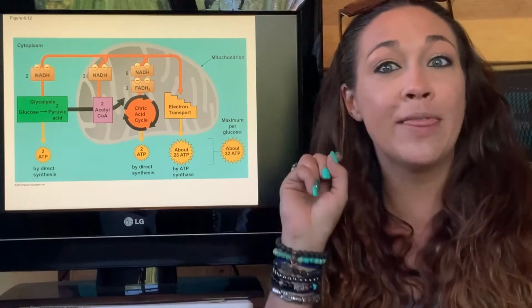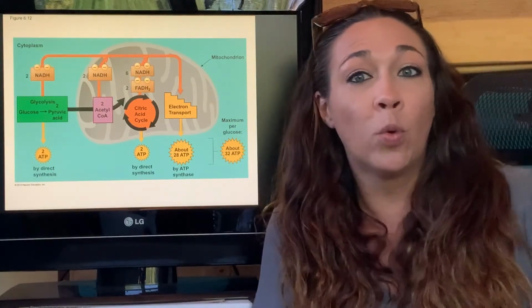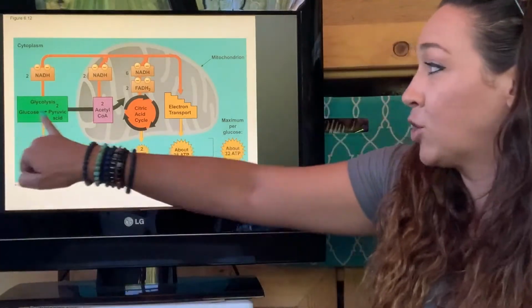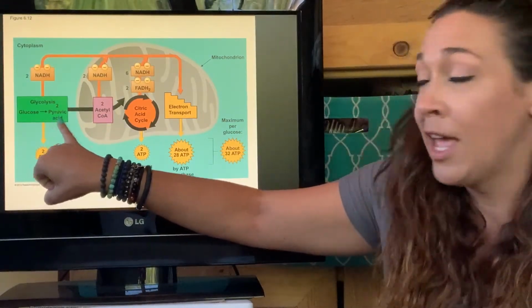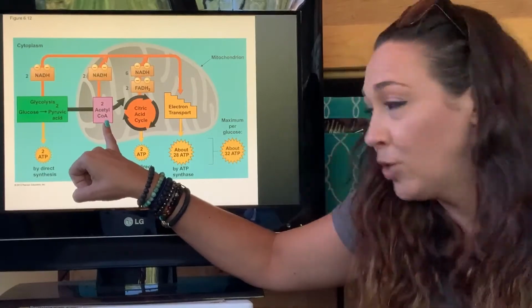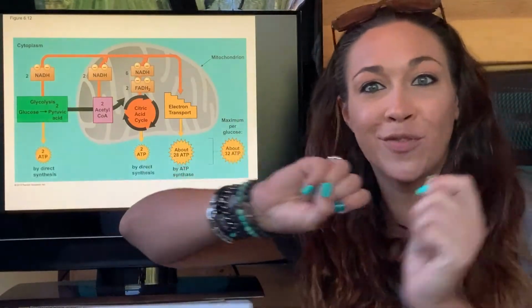Step 2, we're in the mitochondria. We're taking those 2 pyruvic acids, we're making them into 2 acetyl-CoA molecules. That's what you see right here. Okay? We went from 2 pyruvic acids, and now, inside the mitochondria, we're making 2 acetyl-CoA molecules and 2 more NADHs. We're just storing those electrons for later.